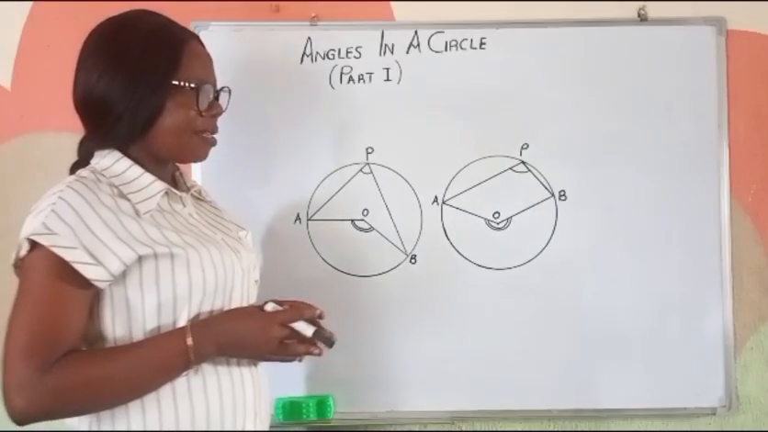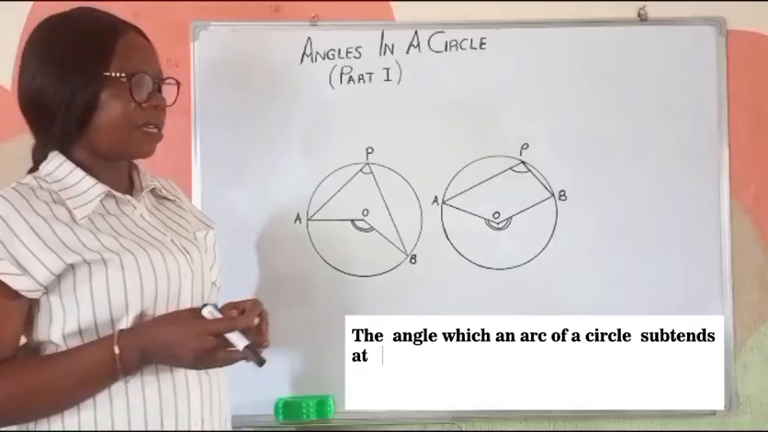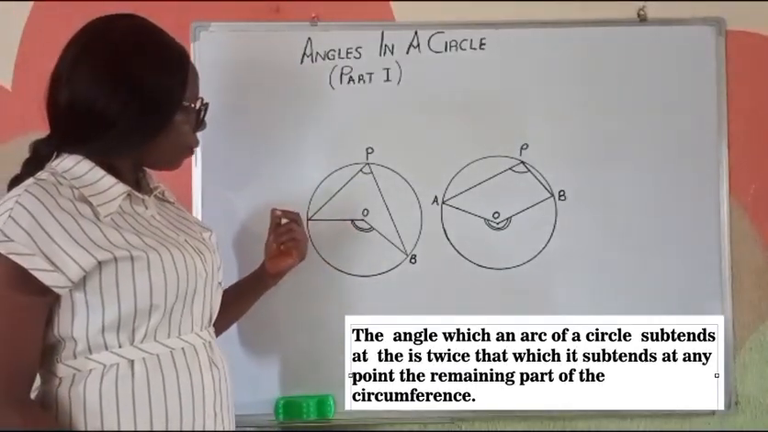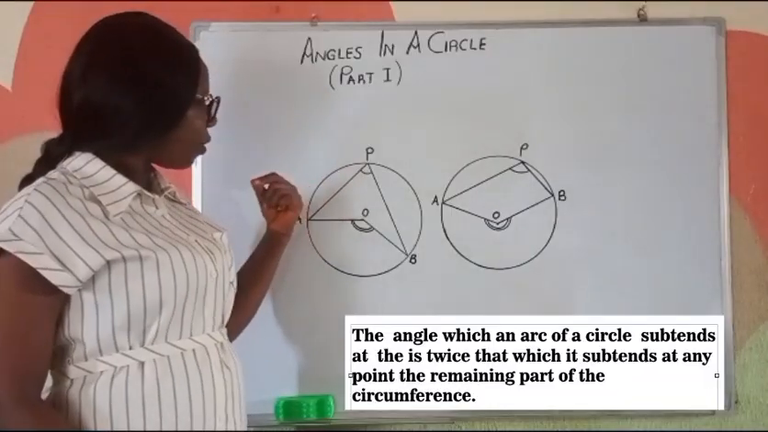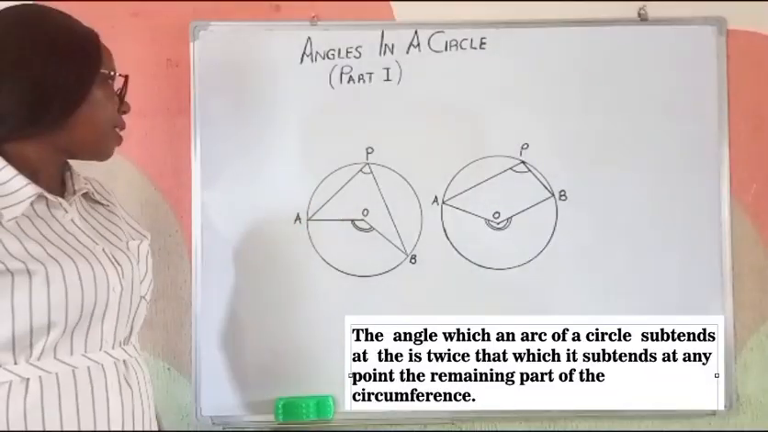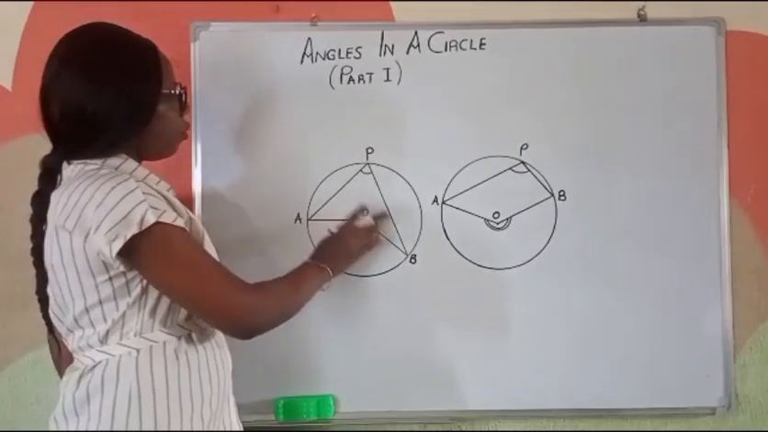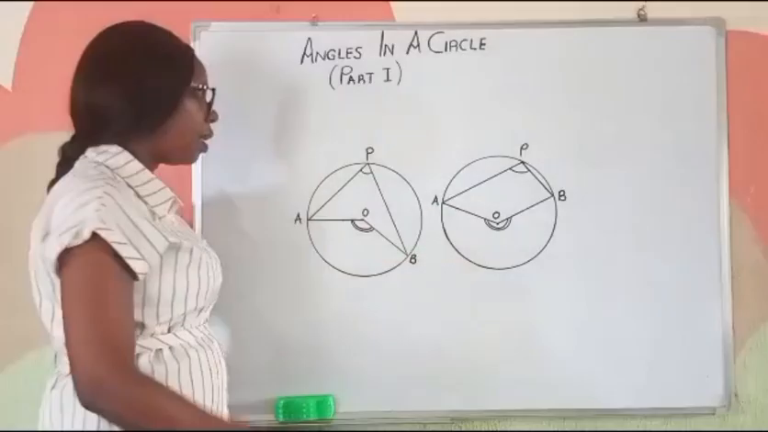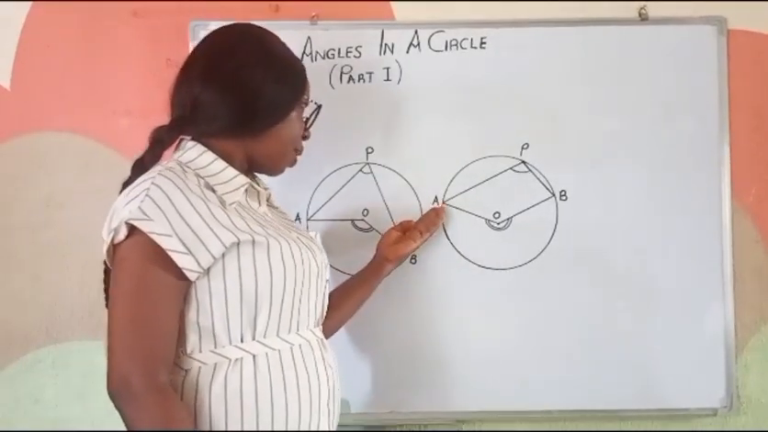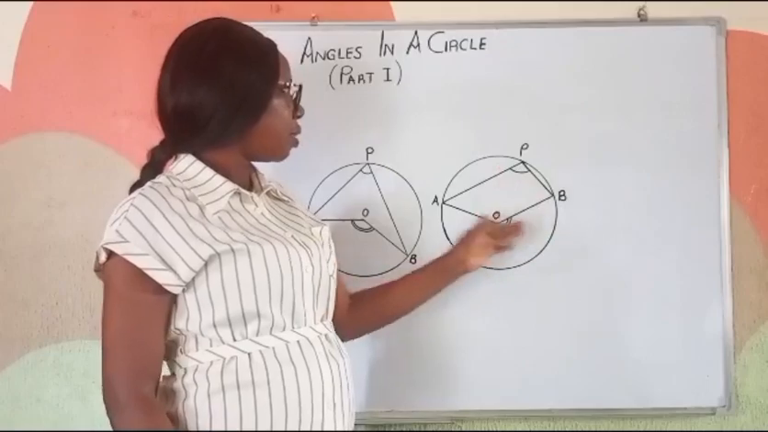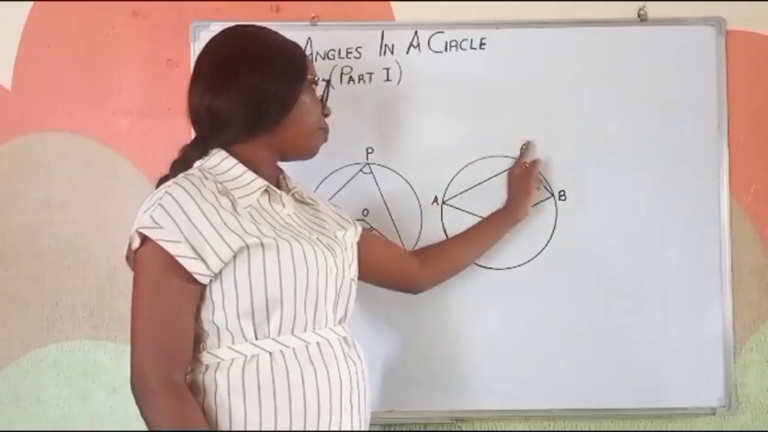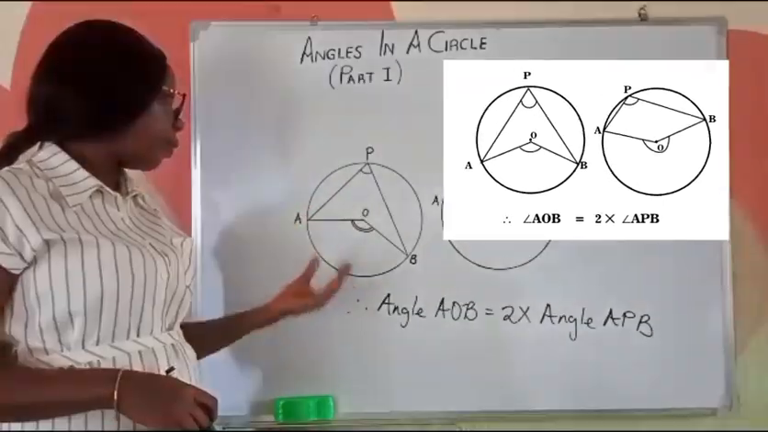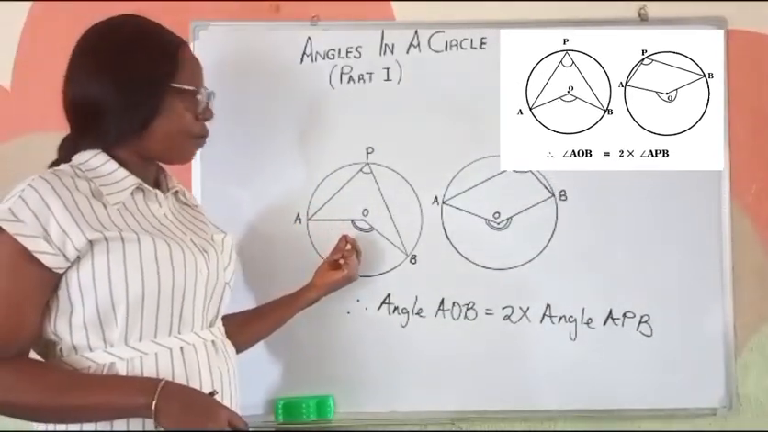The first theorem says that the angle which an arc of a circle sustains at the center of a circle is twice the angle which is sustained at any other part of the circumference. For instance, this angle AOB is twice angle APB. And in this circle, the angle AOB, which is a reflex angle, is also twice angle APB. We can prove this using base angles of isosceles triangle and exterior angles of a triangle.